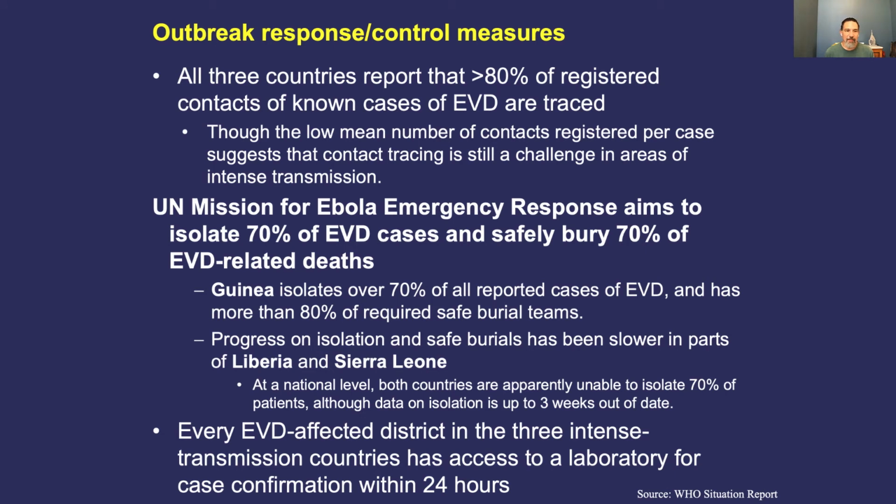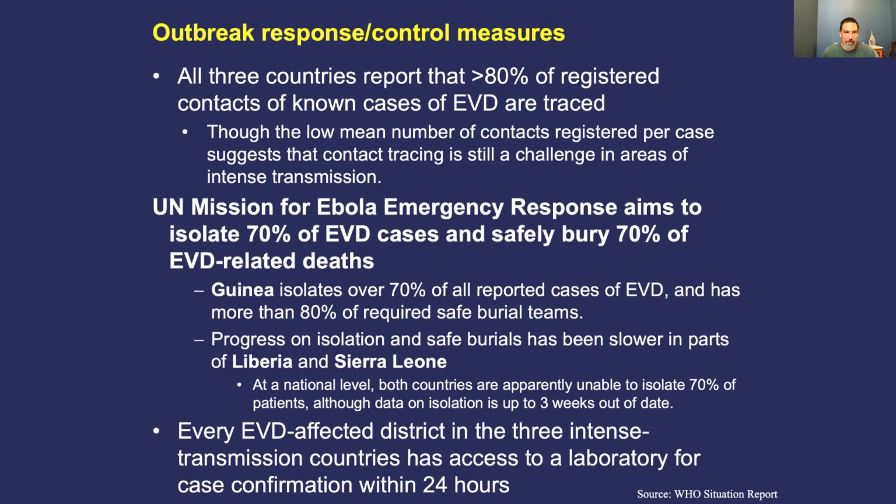In terms of this particular outbreak, it was hoped that you could get to a point where all of them were doing very exhaustive contact tracing. And at one point after this was scaled up, all three countries were reporting that more than 80% of the registered contacts of the known cases were being traced. They did report a fairly low mean number of contacts, not as high as you might expect. But this was still a step in the right direction.